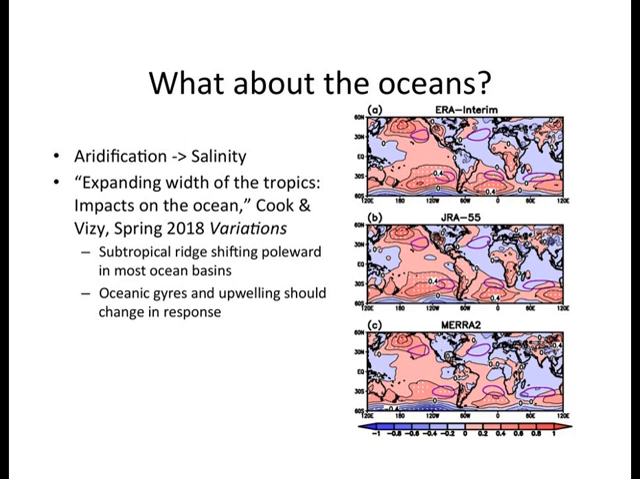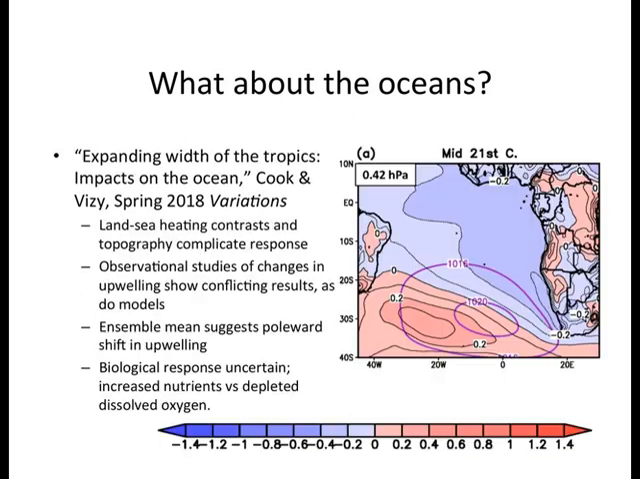But what does this mean for the ocean? Well, oceanic gyres and upwelling should change in response to these changing sea level pressure patterns. They experience changing surface wind stress, which will impact the ocean. But land-sea heating contrasts and topography complicate this response. So Kerry looked through observational studies of the changing gyres and upwelling, and there's so much to look at that each of these studies focuses on one area at a time.